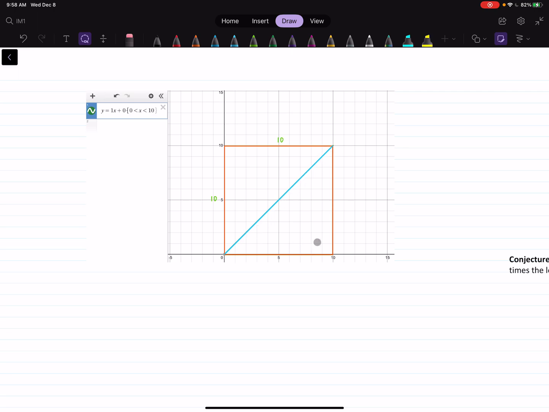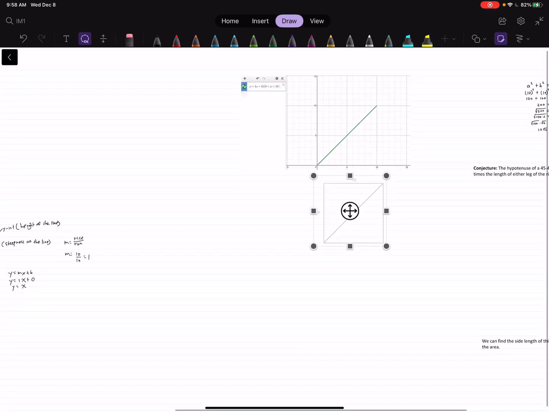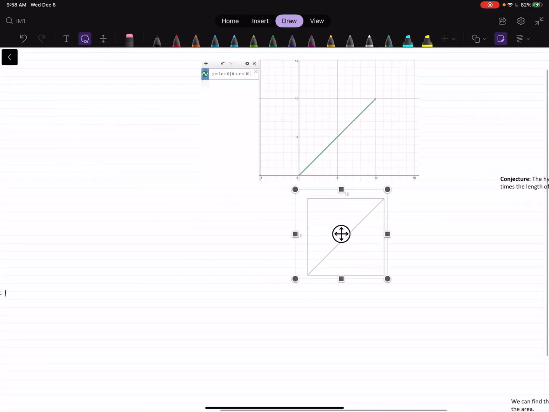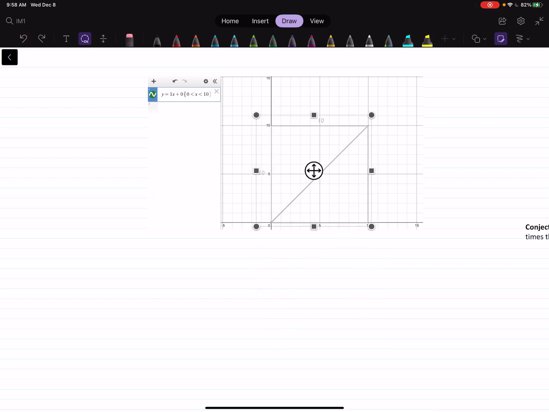And now the line y equals mx plus b, y equals 1x plus 0, this green line, is no longer than my diagonal here. See, it was longer here, but now it fits perfectly here. All right, so I'm going to bring it up like that, and there we go. So that's the answer to my third question.